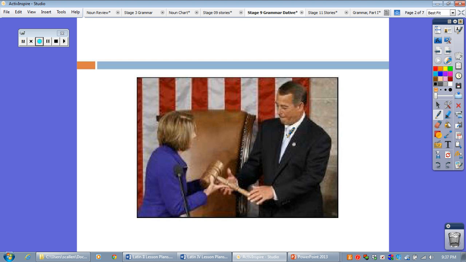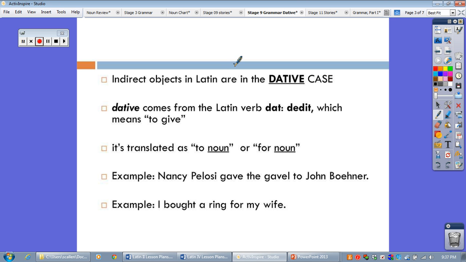Now, in that sentence, Nancy Pelosi gave John Boehner the gavel. What is the direct object? Is it John Boehner or is it the gavel? The answer is the direct object is the gavel. It's the thing itself. And then John Boehner would be the indirect object. He's receiving the direct object. You could take his name out of the sentence and it would still make sense. Technically, Nancy Pelosi gave the gavel. But you couldn't say Nancy Pelosi gave John Boehner, because then you're like, well, what exactly did she give him? I need more information.